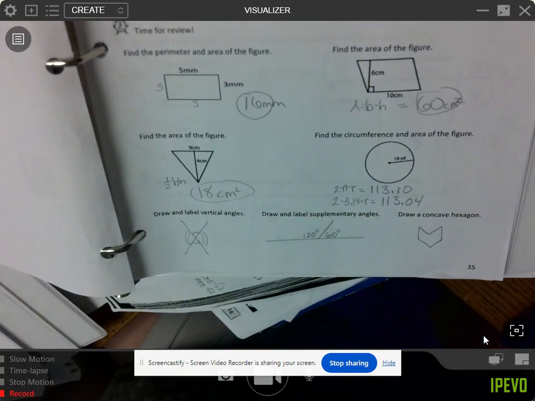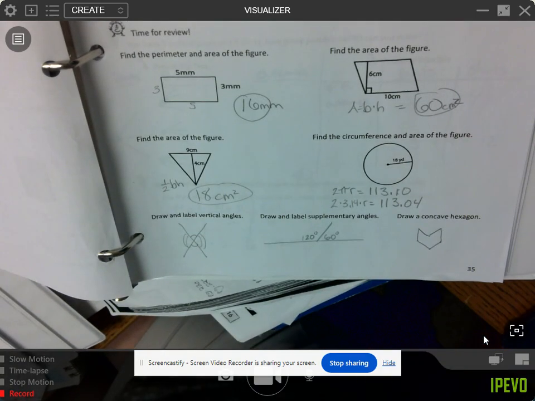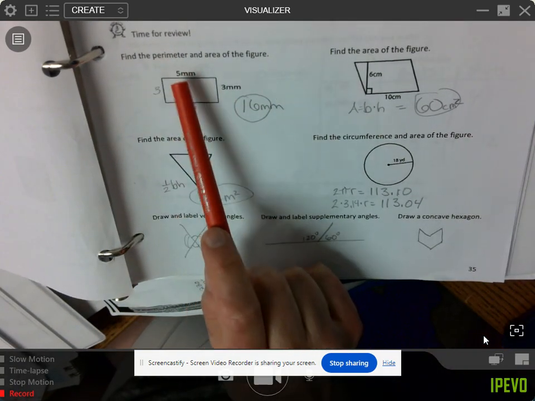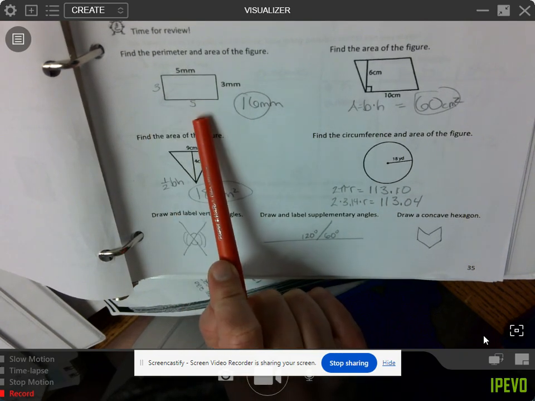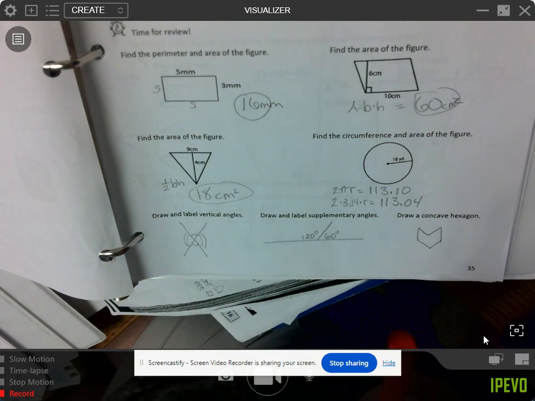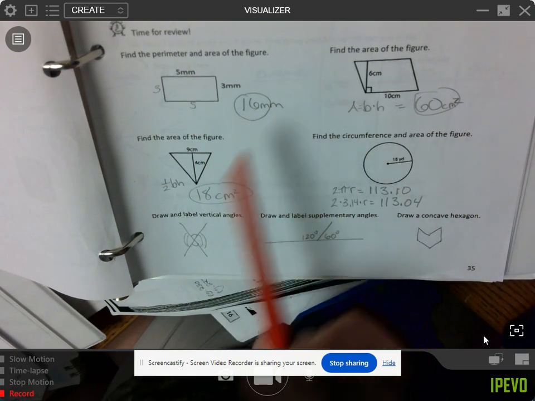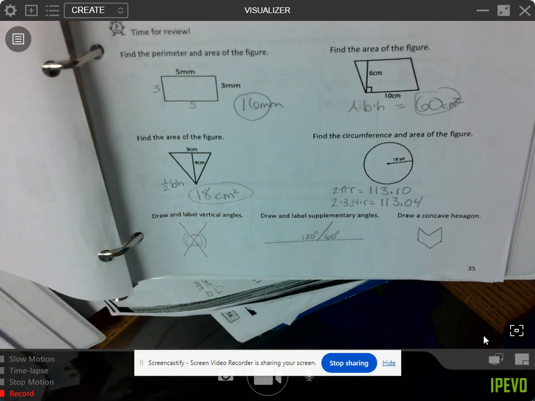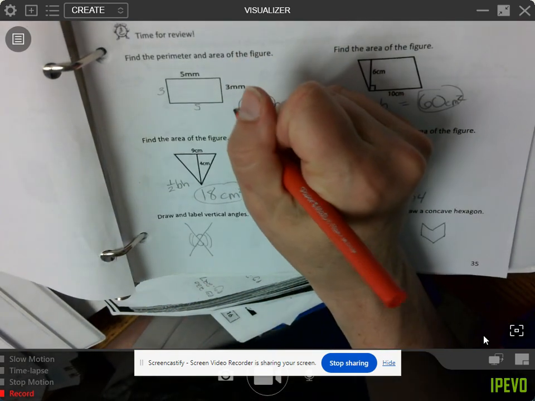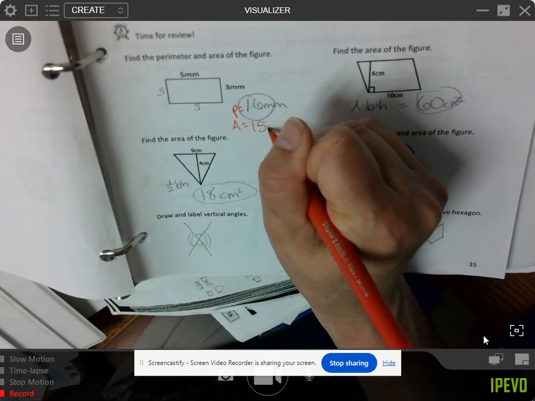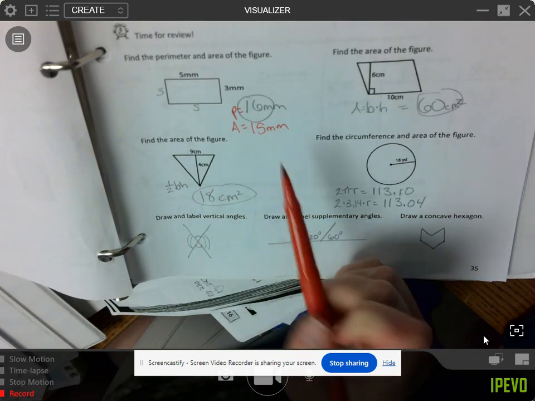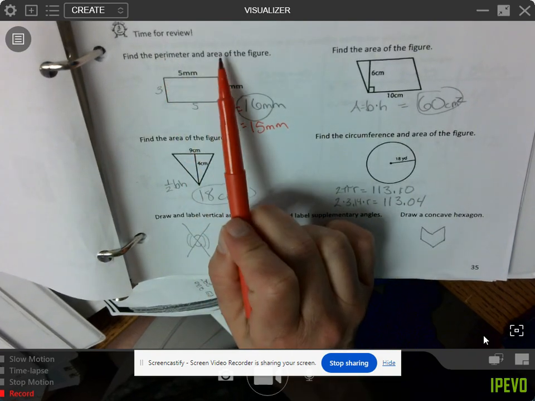Now, review time. Remember, perimeter means we add all the sides up. So I wrote in my missing side so I wouldn't forget to add them. So our perimeter is 16. Oh, why do I not have the area listed? So the perimeter is 16, our area would be 15 millimeters because it says find perimeter and area.